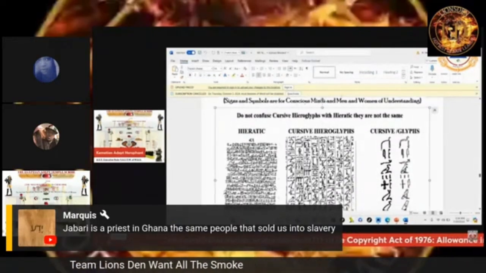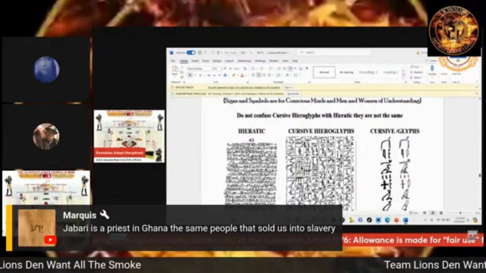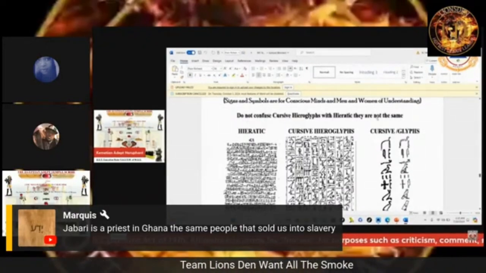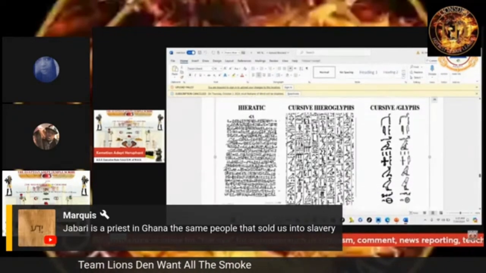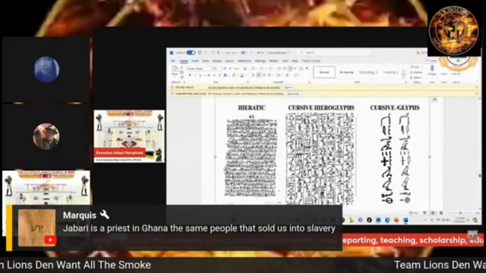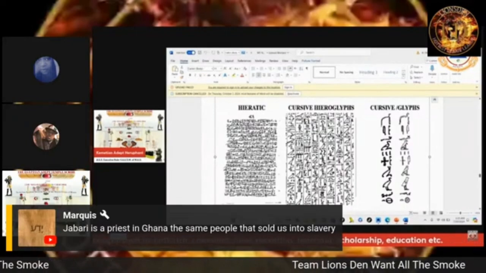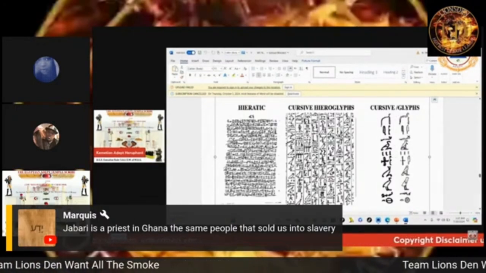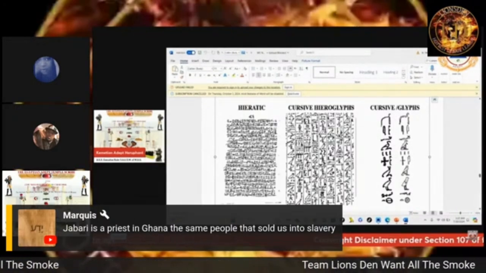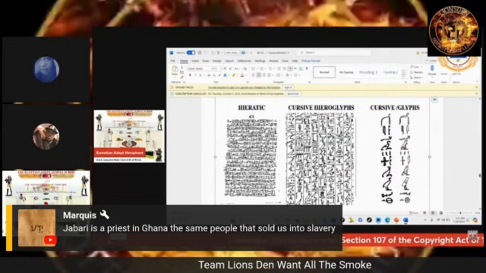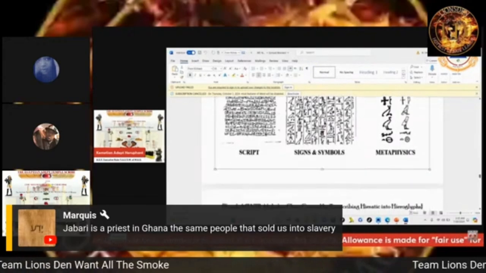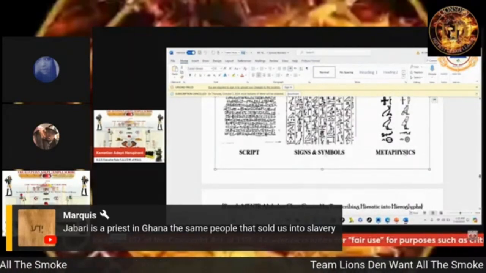Signs and symbols are for conscious mind and men and women of understanding. That's a Moorish idiom. I said, do not confuse cursive hieroglyphs with hieratic. They are not the same. So I showed hieratic right here. I showed cursive hieroglyphs, totally different from each other. Then I showed cursive hieroglyphs and glyphs beside each other. This is the same thing here, but these are not to be confused with this. You can look and see the difference between them. So hieratic is the real alphabet, period. This is the script. These are signs and symbols, and these are based upon metaphysics.